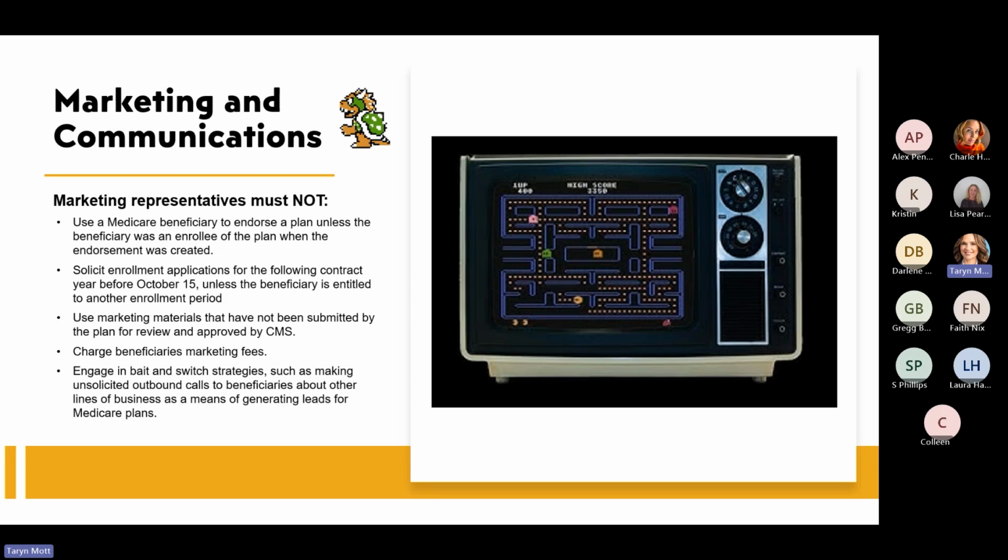Marketing and communications. Marketing representatives must not use a Medicare beneficiary to endorse a plan unless the beneficiary was an enrollee of the plan when the endorsement was created. So if somebody used to be on the plan, you sold them five years ago, but now they moved over to PACE and they're no longer on that plan, they cannot give you a testimony. Do not solicit enrollment applications for the following contract year before October 15th, unless the beneficiary is entitled to another enrollment period, such as becoming eligible for Medicare.